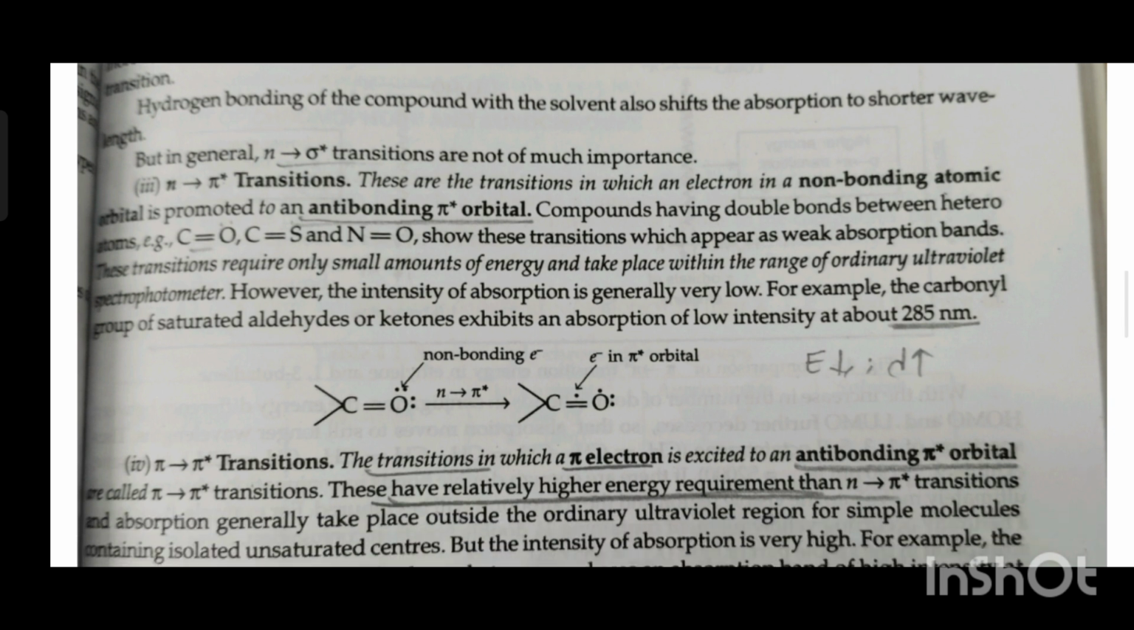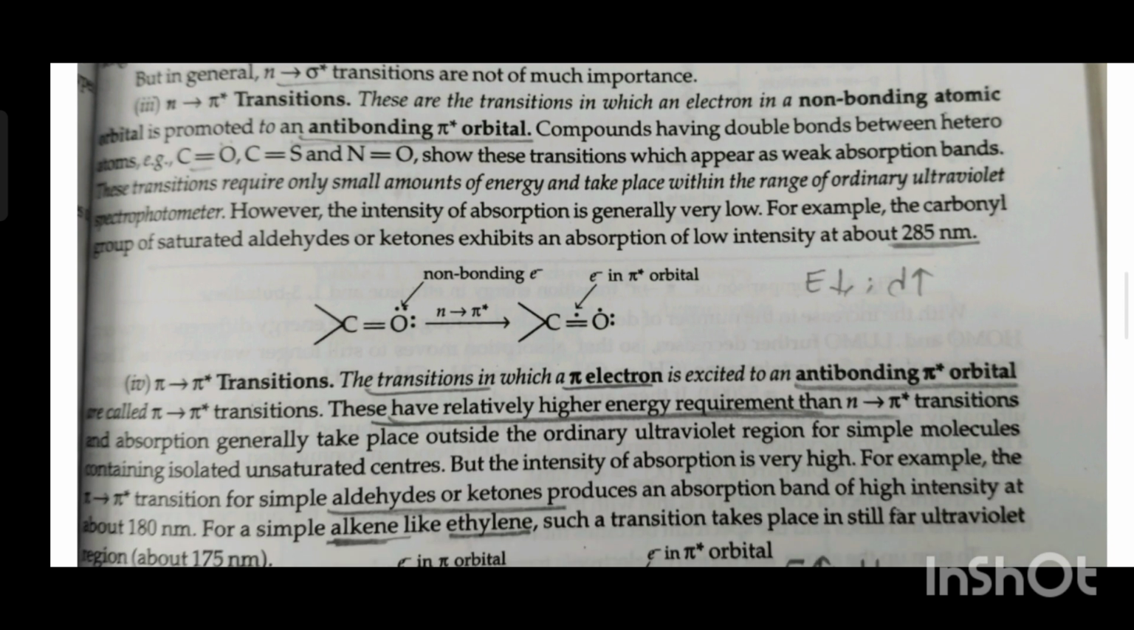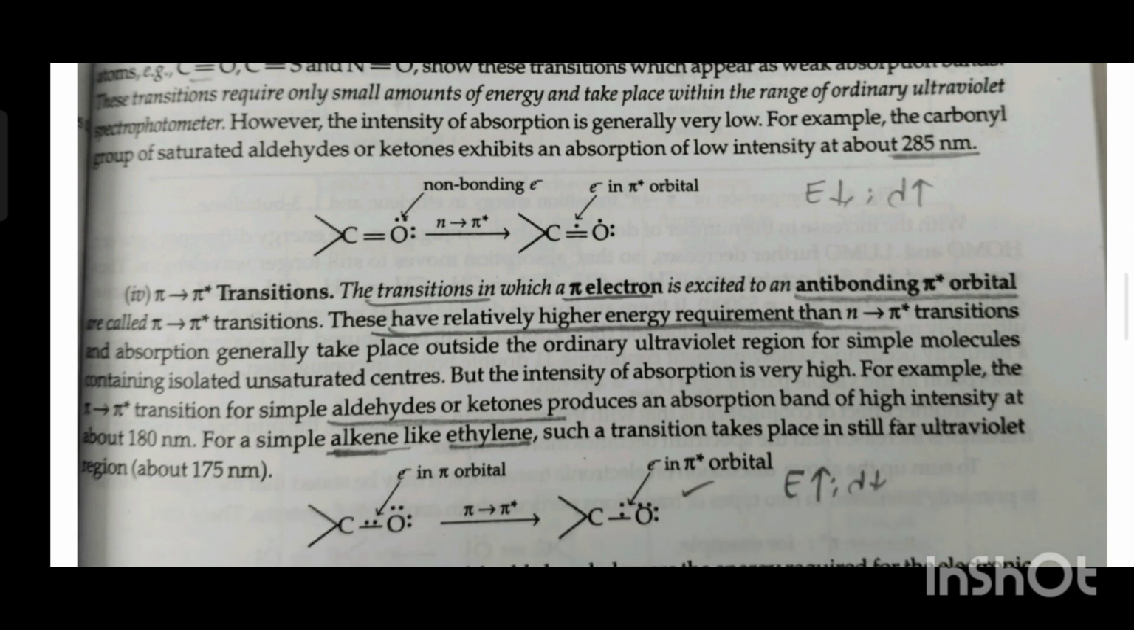This transition requires only a small amount of energy and takes place within the range of an ordinary ultraviolet spectrophotometer. However, the intensity of absorption is generally very low. For example, the carbonyl group of a saturated aldehyde or ketone exhibits an absorption of low intensity at about 285 nanometer. Fourth, pi to pi star transition.